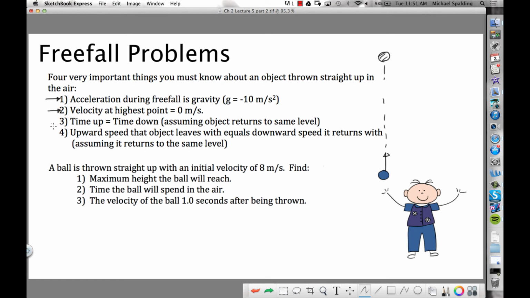Third thing, you should know that time up equals time down, assuming that the object returns to the same level. So here, the ball goes up and then comes back down again. The time up and the time down are the same. Now, what if it didn't return to the same level? What if the ball landed down here? Then would time up and time down be the same? No. So as long as it returns to the same level, time up and time down are equal.